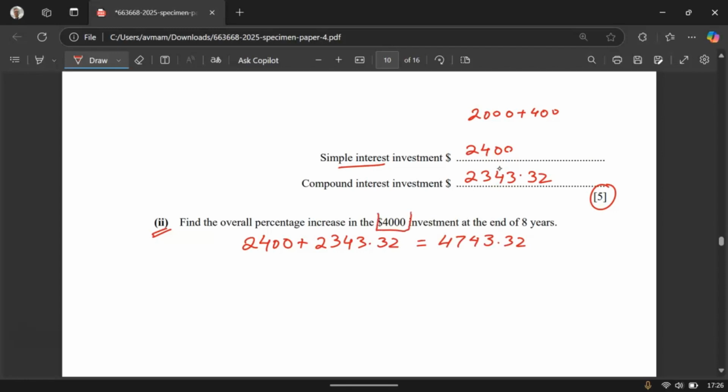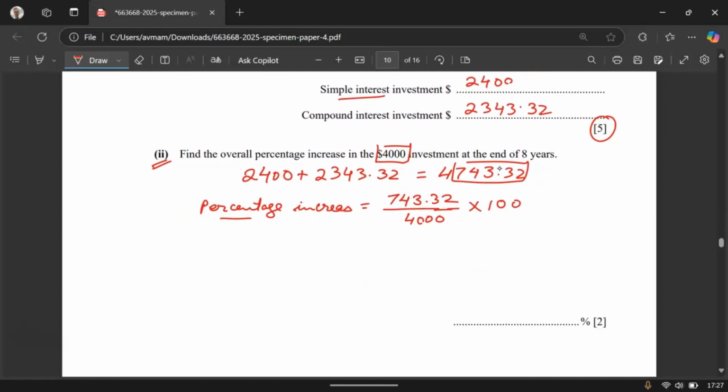Now the initial investment was 4,000, so 743.32 is the interest she has earned. So percentage increase is the change, which is 743.32, over the original amount, which was 4,000, and to change this to a percentage, times by 100. Take your calculator, and this gives me 18.583. So let us round this answer to 3 significant figures, which is 18.6.